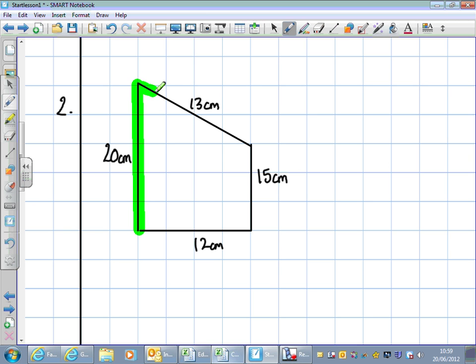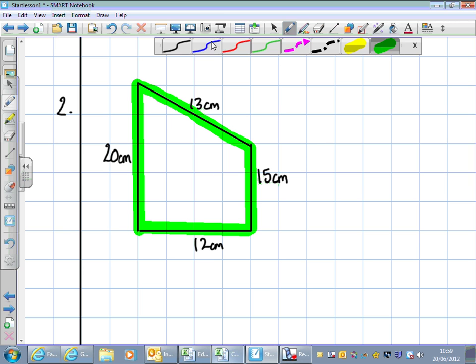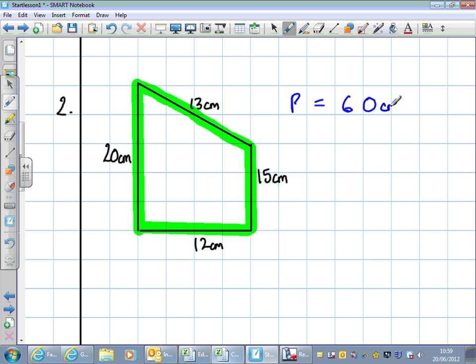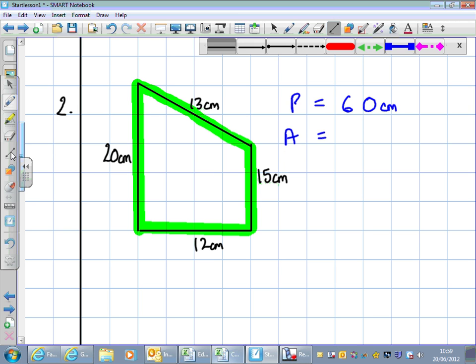So the perimeter is 20 centimeters, add 13, 33, add 15, 48, add 12 is 60. So the perimeter is 60 centimeters. What about the area? Now, we've got to divide it into 2 simpler shapes. The most obvious way to divide it is into a rectangle and a triangle.